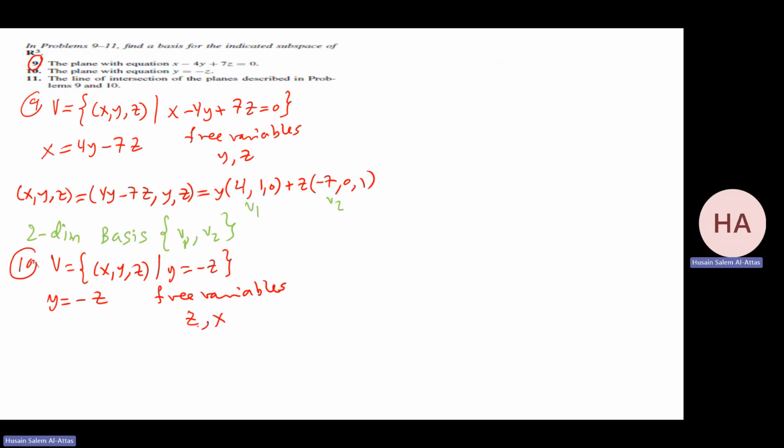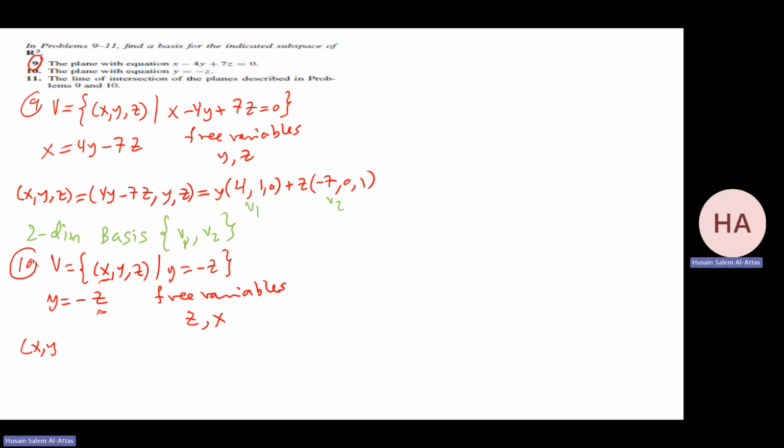X is a free variable because I can put X any value. There's no restriction in X. And Z, I can put it any value. Y will depend on the value of Z. So the free variables are Z and X. It means I need to deal with these two free variables.